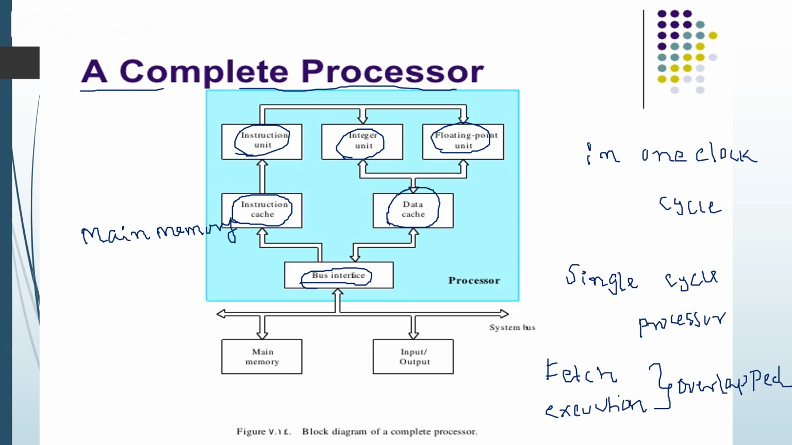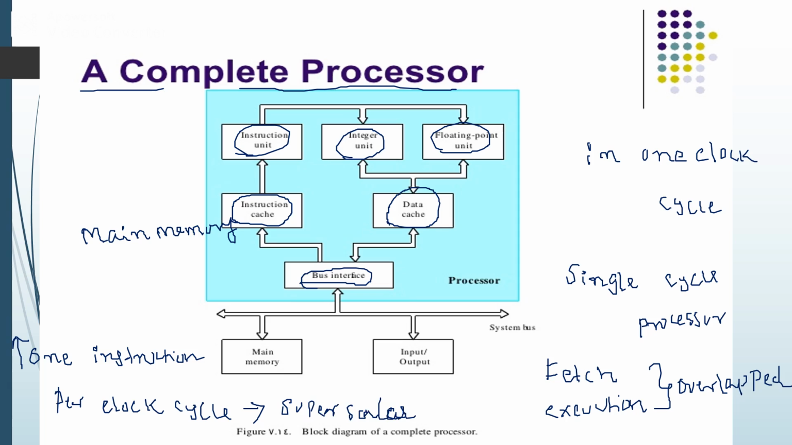The processor that executes instructions at a rate exceeding one instruction per clock cycle, that means more than one instruction per clock cycle, is called a superscalar processor.